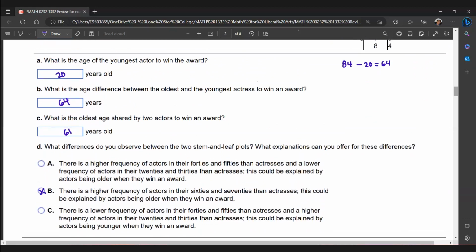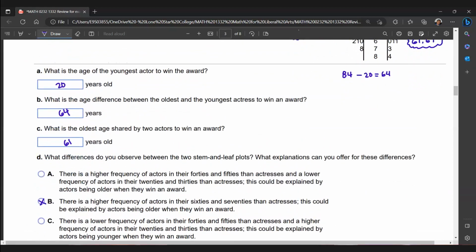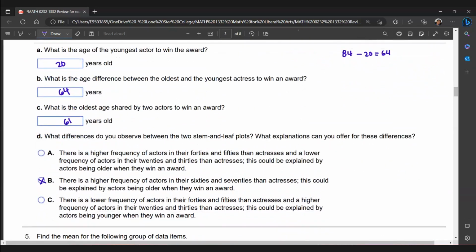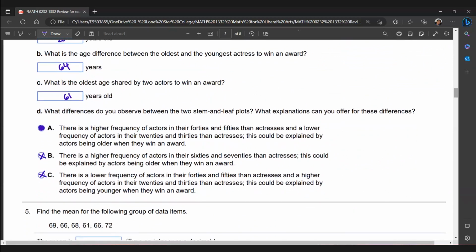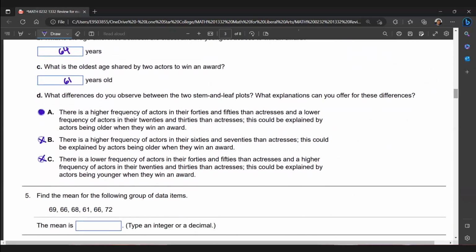in a higher. There is a lower frequency of. That makes no sense. The answer here is A. All right, so just watch out for that. Read everything carefully there. Okay. Don't get tripped up by the words.